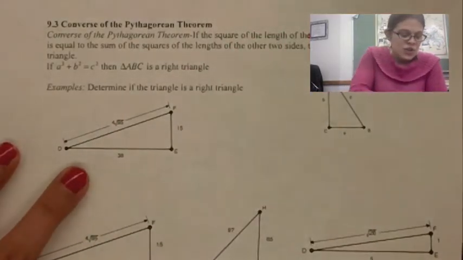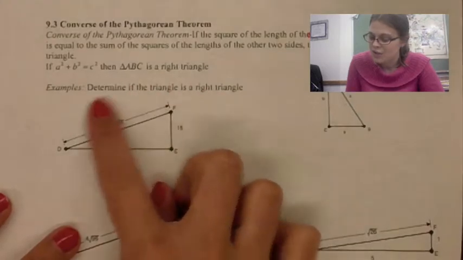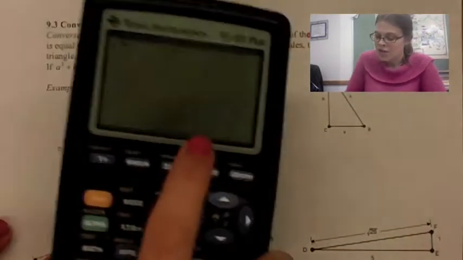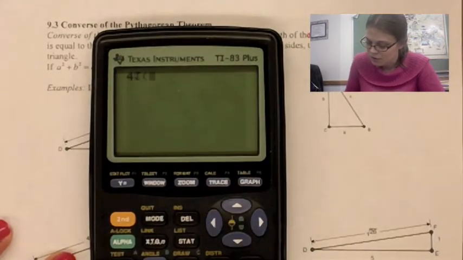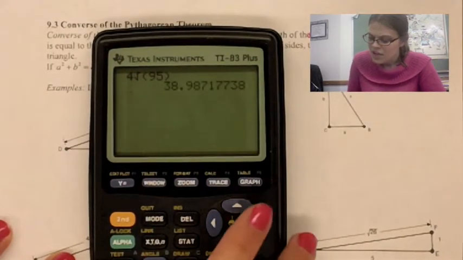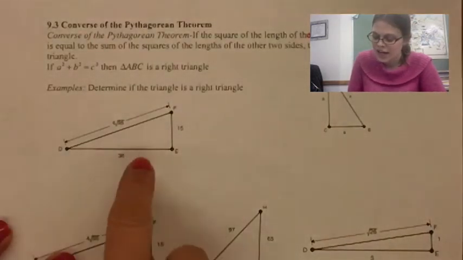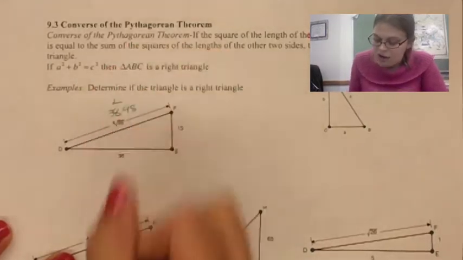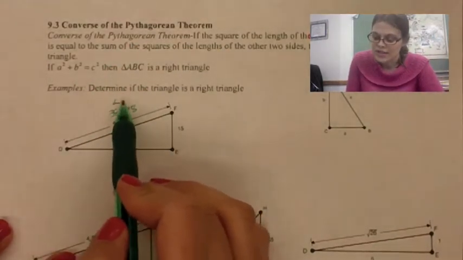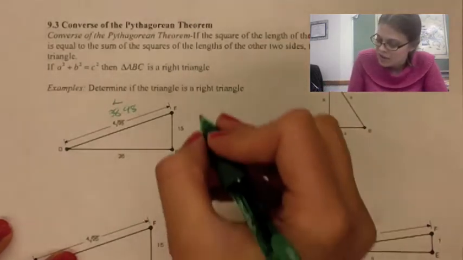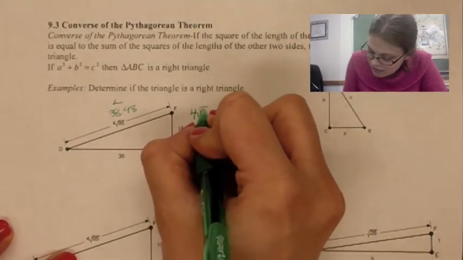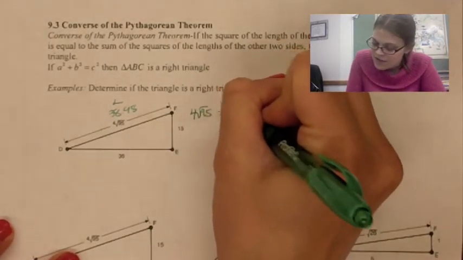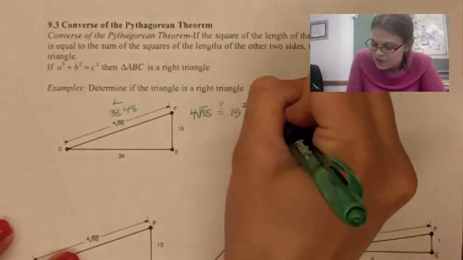Okay, so in this first one, we need to decide which is the longest side. By looks, this looks the longest, but we can double check. If you want to, on your calculator, you can do 4 root 95, and you get 38.98. So this is going to be the longest side, the one that's like our hypotenuse. So I'm going to set 4 root 95, and I'm going to see if that's going to be equal to 15 squared plus 36 squared.